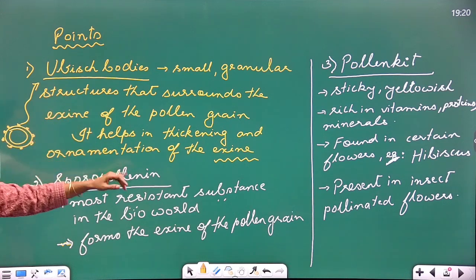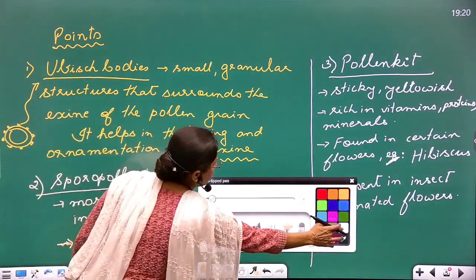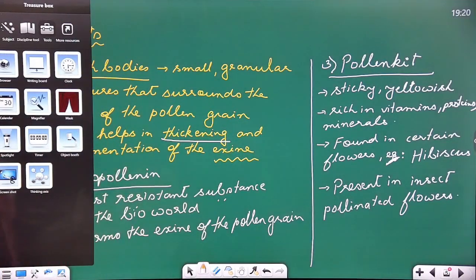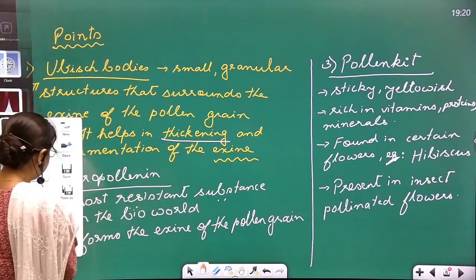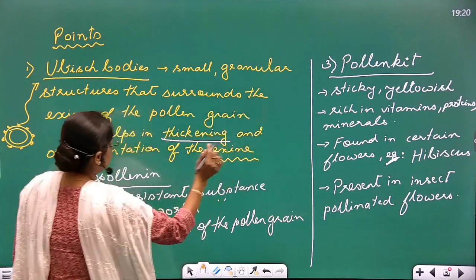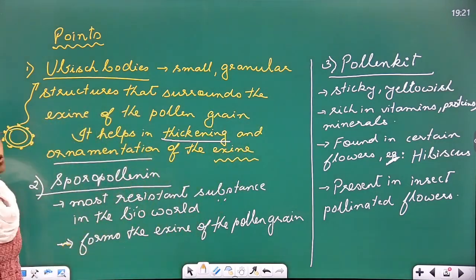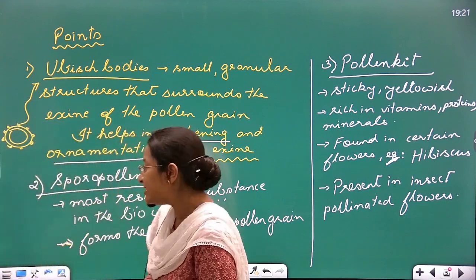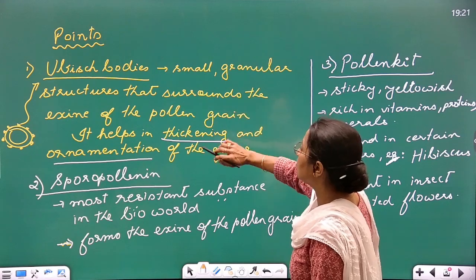What is the function of that? Thickening of the exine, and plus ornamentation. So, Ubisch bodies thicken the exine plus beautification of the exine. Ornamentation, we talk about from the beauty sense, right? When there is an object, we talk about it as its ornaments.